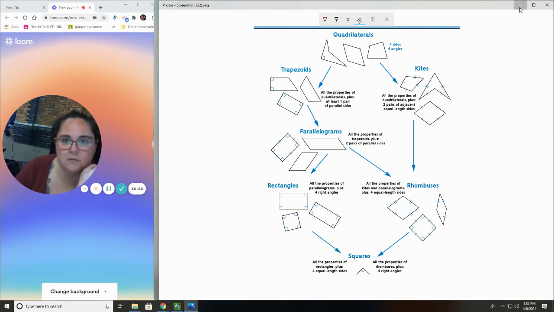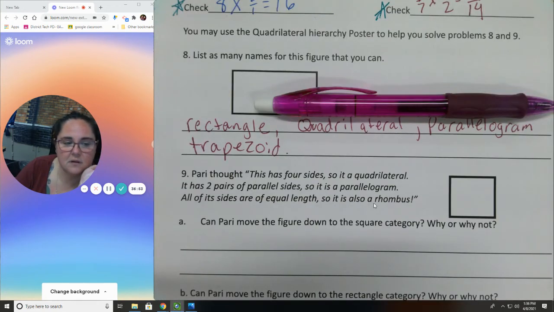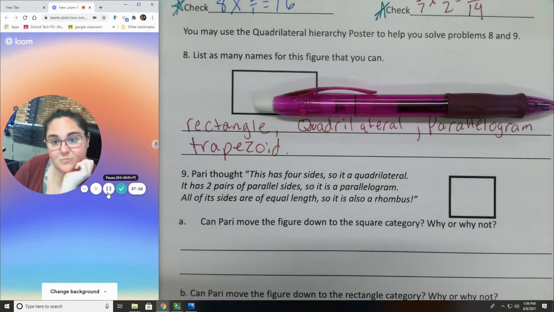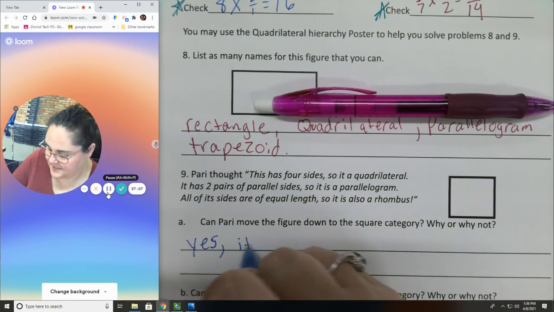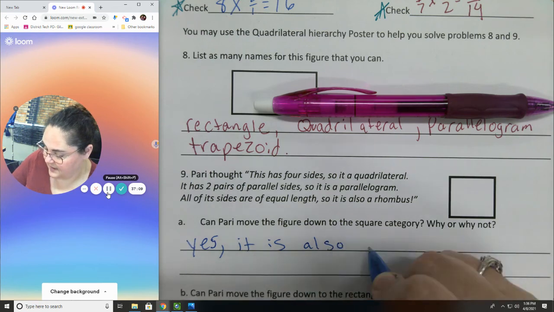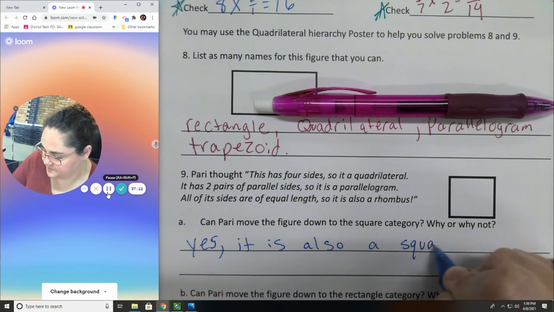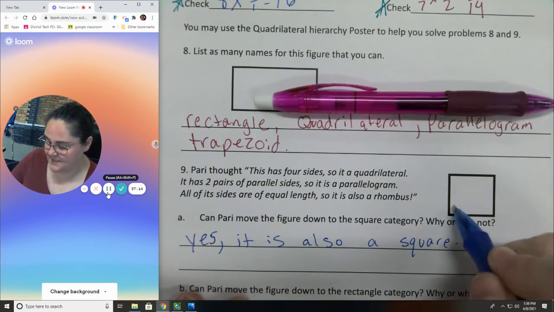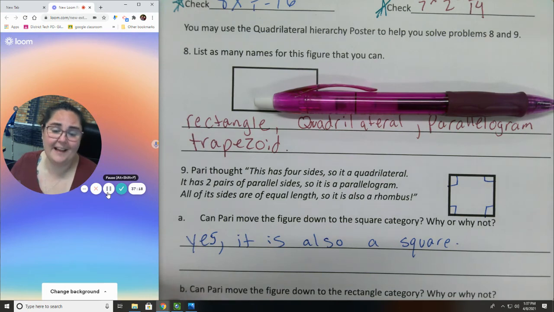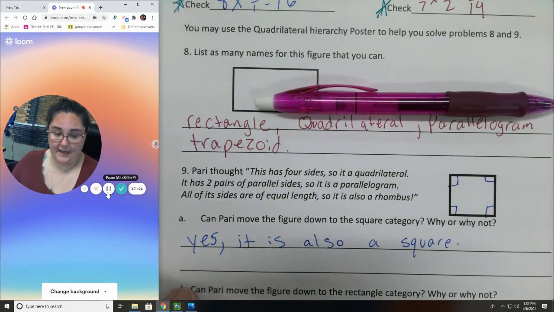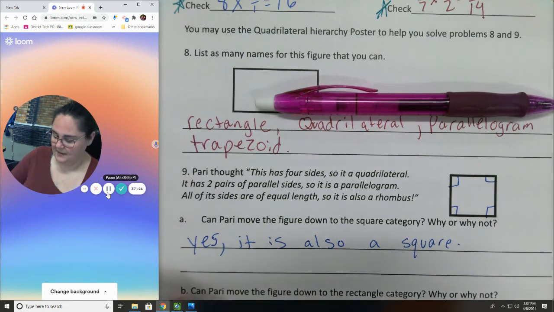4 sides are equal. 2 sets of parallel sides, and it's a quadrilateral. Can this be anything else? Well, yes. It is also a square. I can tell that because this is a right angle. Now, does it have the symbol for a right angle? No, but I can tell by this picture that it is. Okay. So yes, it is a square.